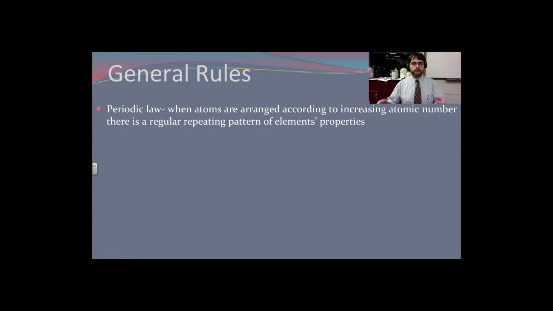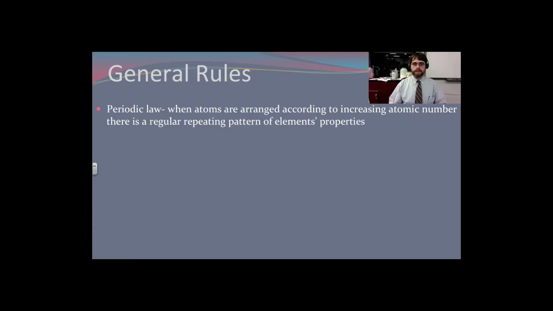When atoms are arranged according to, now we know, increasing atomic number instead of increasing atomic mass, there's a regular repeating pattern of the elements' properties. That is, certain properties repeat over and over again. What this means, generally speaking, is that things in a column tend to have one particular property, and things in a row, you can see that property change and shift.